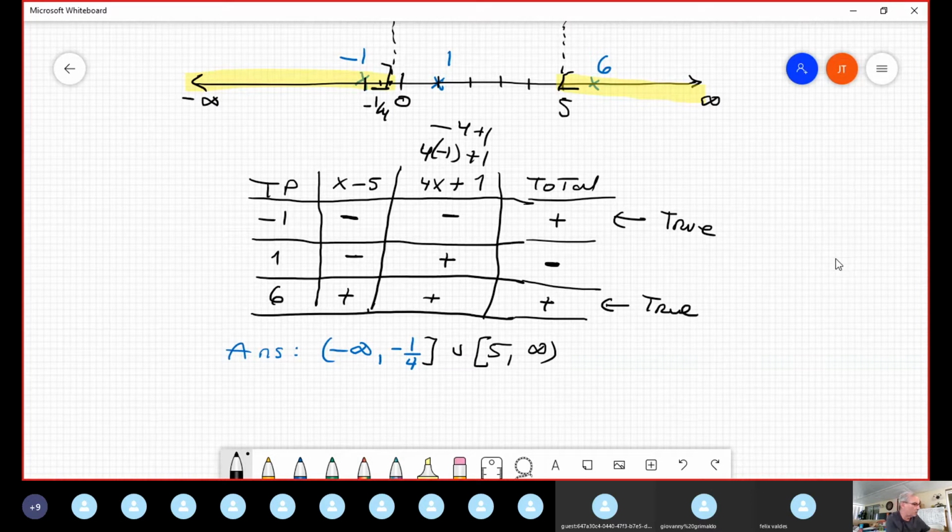I have one more polynomial equation. And also, let's do a rational one. It's similar, but it's a little bit more interesting and complicated.